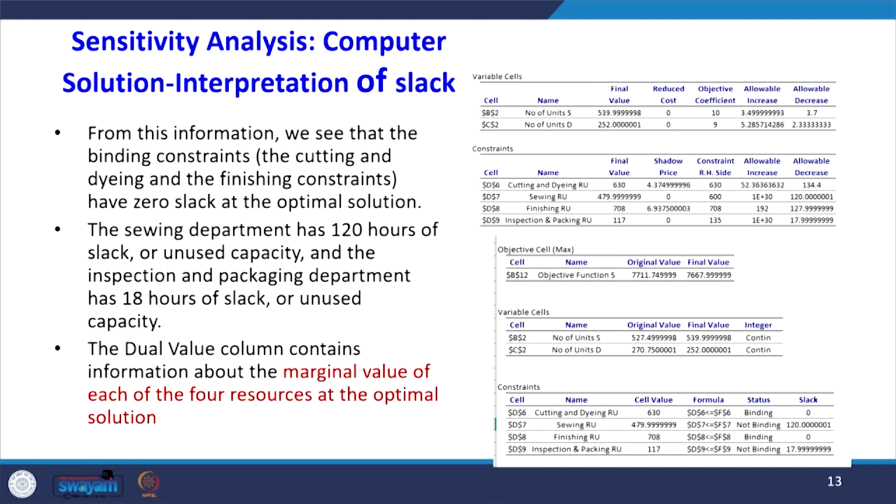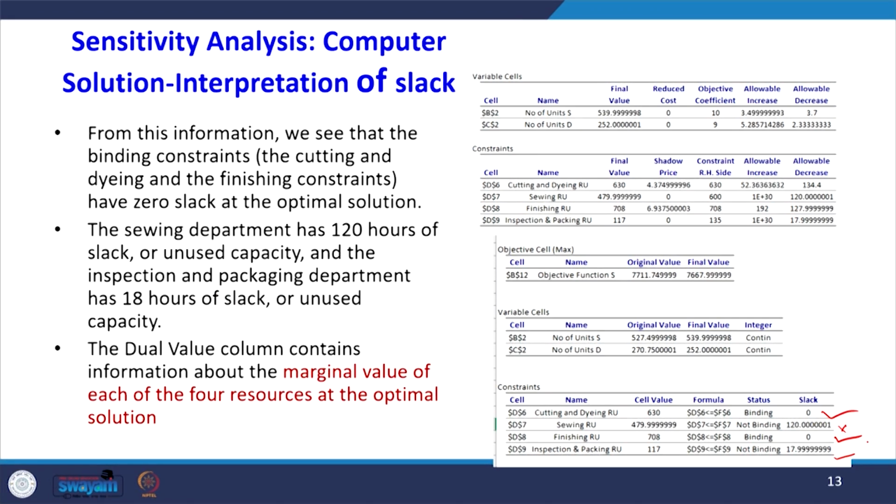Now we will go into detail interpreting this output. From the information given on the right hand side, we see the binding constraints. What are they? Cutting and dyeing and finishing constraints have 0 slack at the optimal solution. Where are they? Here, there is this and this. The sieving department has 120 hours of slack, or unused capacity, and the inspection and packaging department has 18 hours of slack or unused capacity.